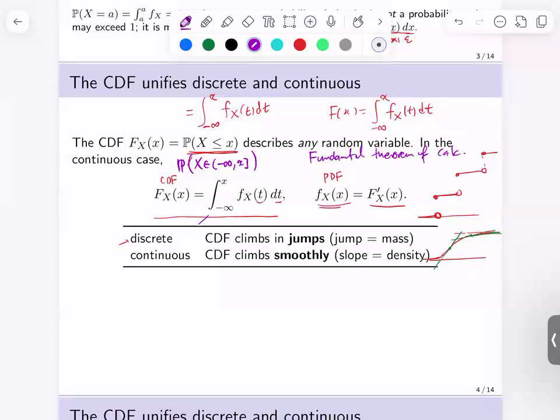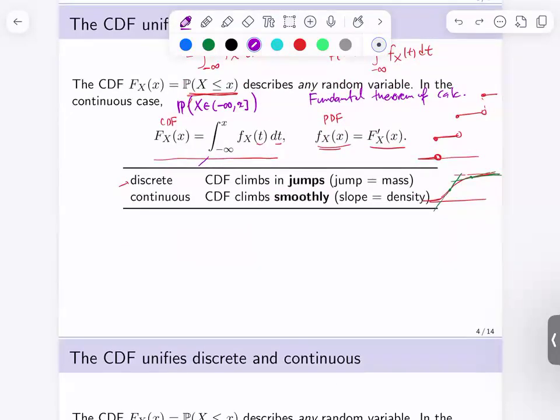It tells you what is the derivative of this integral. So if you take the derivative of this, it's a function defined as an integral. The derivative would be exactly the integrand evaluated at x. And so the derivative of the CDF would be the PDF. So the relation is the CDF is the integral of the PDF, and the PDF is the derivative of the CDF.